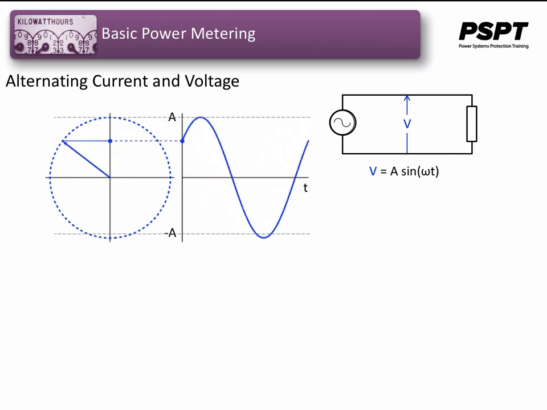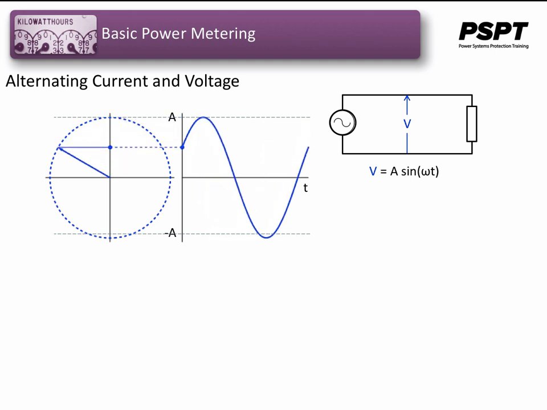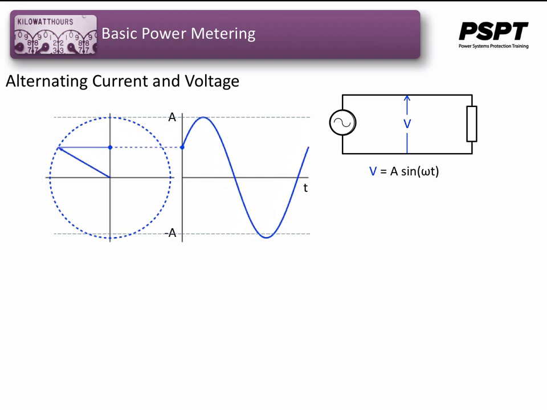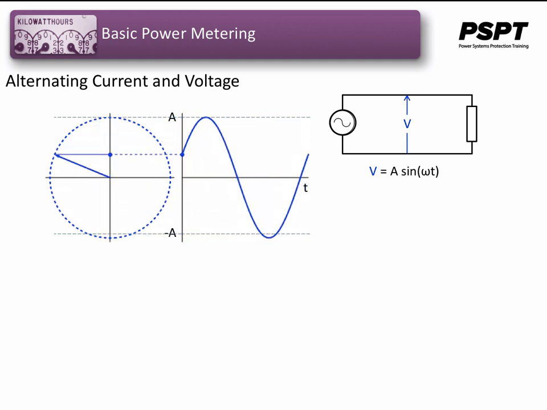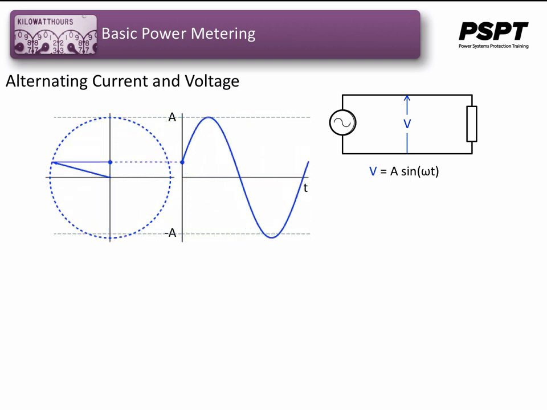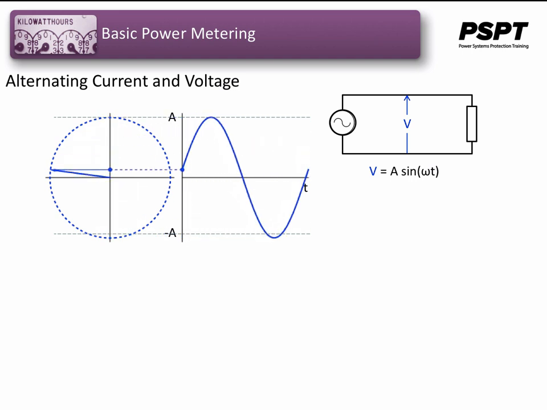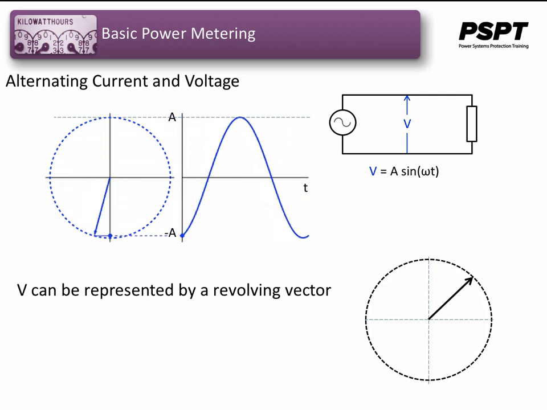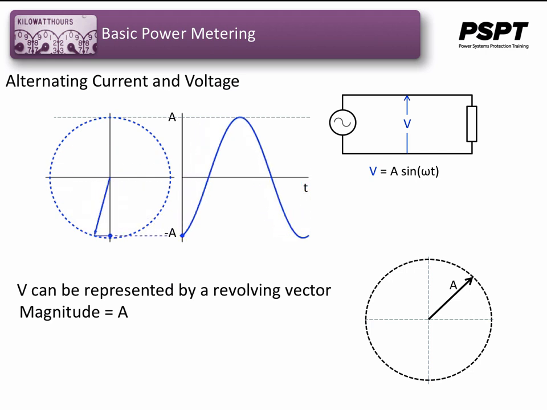When mathematically modeling a sine wave, such as V equals A sine omega t, it can be considered to be directly related to a vector of length A revolving in a circle with an angular velocity of omega degrees per second. V can be represented by a revolving vector. Its magnitude is said to be A.